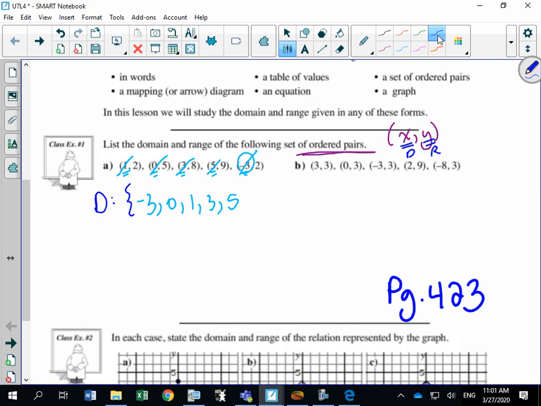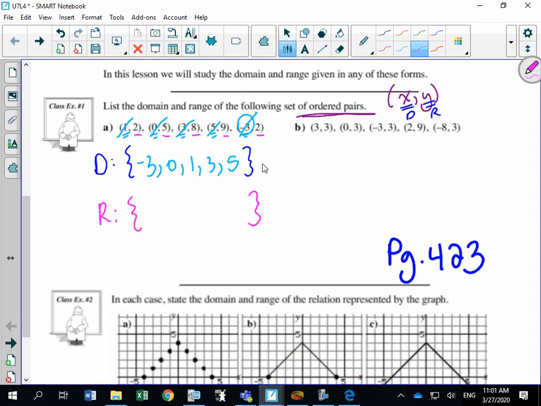And then I end my domain with another fancy bracket. My range is the y values. So I start with a fancy bracket and I'm going to end with a fancy bracket. 2, 5, 8, 9, and 2. So we, again, by convention, go from the smallest y value to the biggest. If we have a repeat, like 2 and 2, you only list it once. So my smallest range, y value is 2, then 5, 8, and 9.